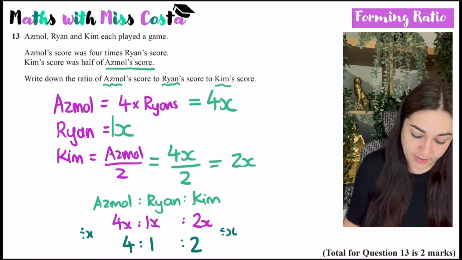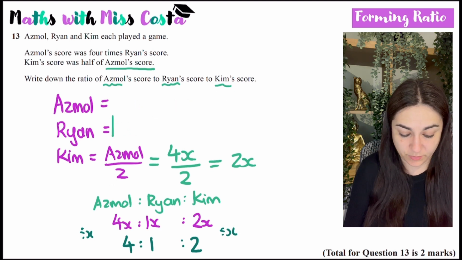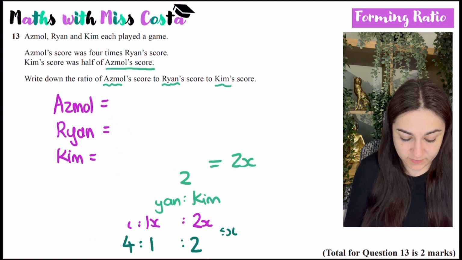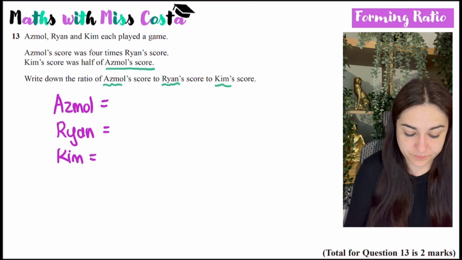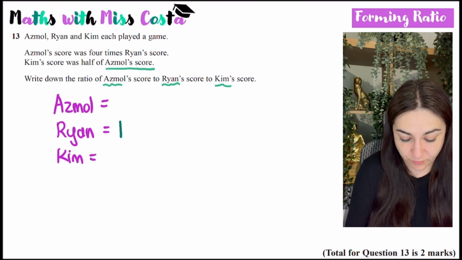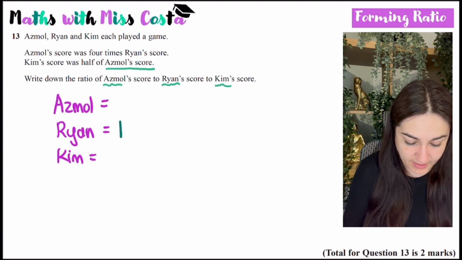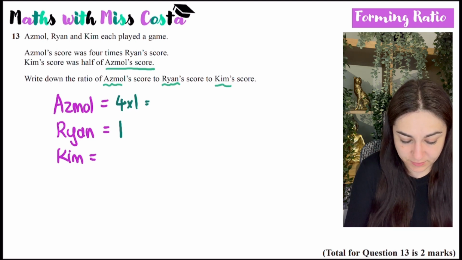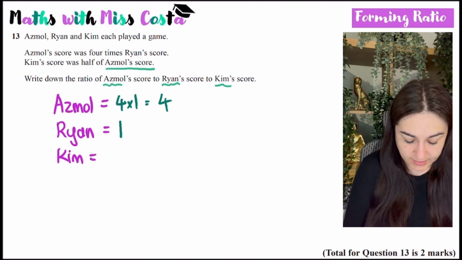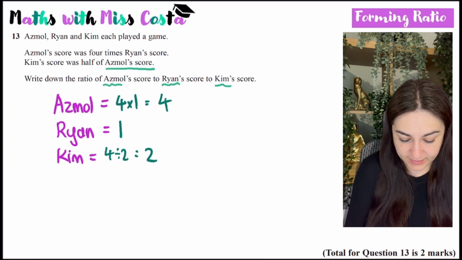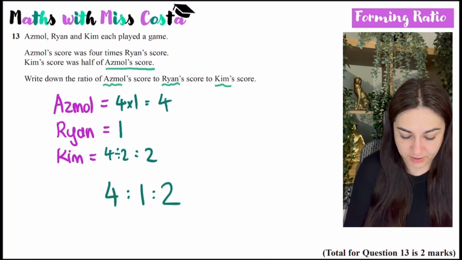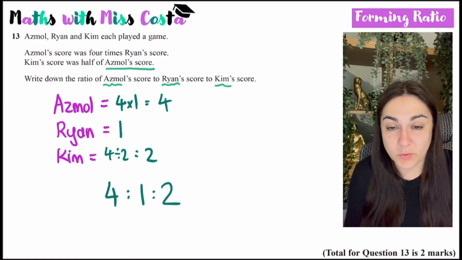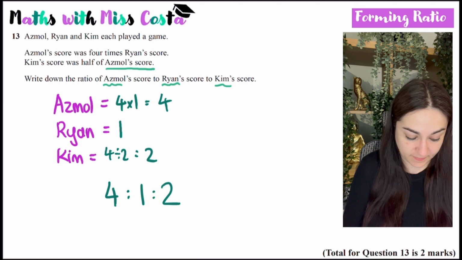You could also have, if you don't like algebra and it makes you want to cry and you just despise it, another way that you could have done it is just by giving Ryan an amount. So let's say Ryan is 1, then Asmal would be 4 times Ryan. So I do 4 times 1, which is 4. And Kim is going to be half of Asmal's score. So 4 divided by 2 is 2. So again, it would be Asmal is 4 to 1 to 2. Just sometimes it's a little bit more complicated. So algebra comes in a lot handier.